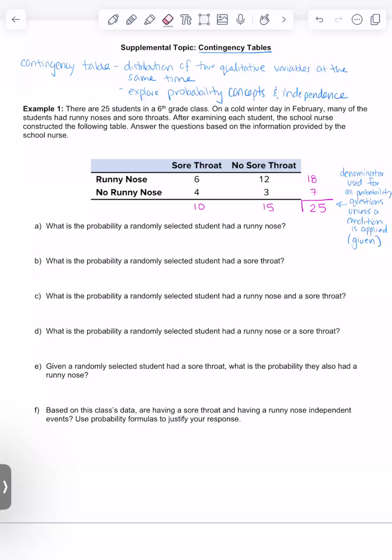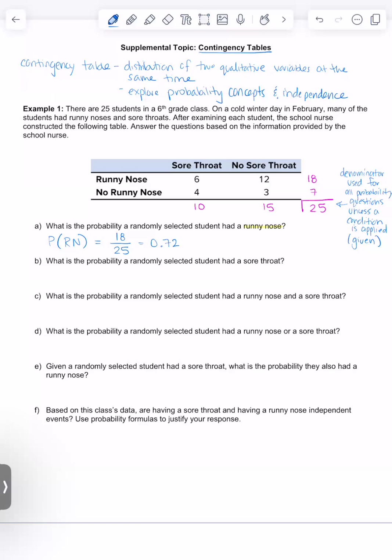Okay, so let's answer these questions that we see below. What is the probability a randomly selected student had a runny nose? As we can see, only one of the variables was mentioned, just having a runny nose, so I'm going to use RN for runny nose. To find this answer, we think about what our denominator and numerator would be. Our denominator should be all 25 students because we have not been presented a condition here. Our numerator should be all the students who have a runny nose from this chart. So we go out to the total column that we created and find the total students who had a runny nose on that specific day. If we simplify that, because Alex will typically ask you to simplify, we get 0.72.